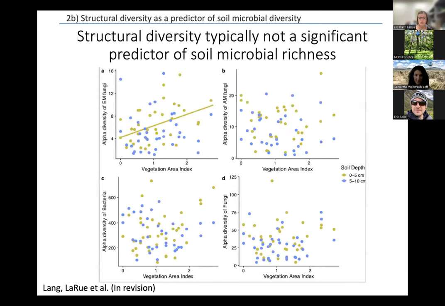So we looked at two different aspects of microbial diversity. First, we looked at alpha diversity of the bacteria, total fungal community, and then the ectomycorrhizal fungi community and the arbuscular mycorrhizal fungi community. We did not find that structural diversity was a particularly important predictor or a correlate of the soil microbial richness. However, we did find a significant positive relationship with vegetation area index, which would be how dense the vegetation is. As that increased, we saw higher ectomycorrhizal fungi diversity. So indicating that there is a relationship, but structural diversity wasn't a predominant correlate of the soil microbial richness of these groups.